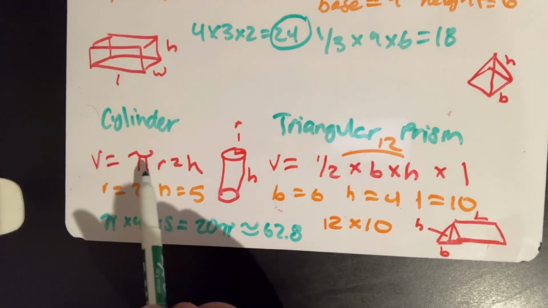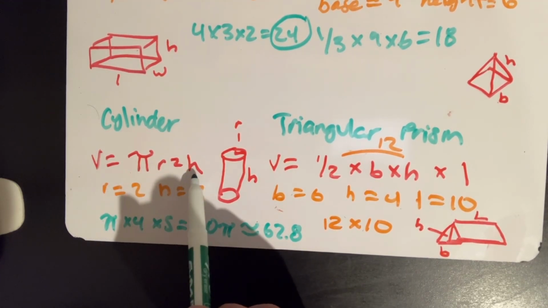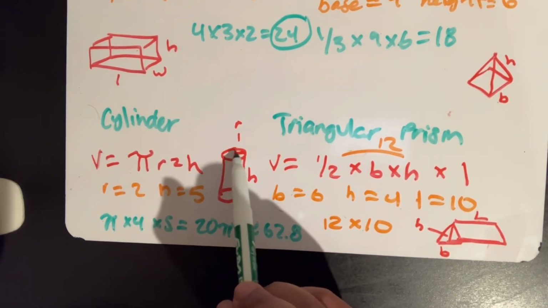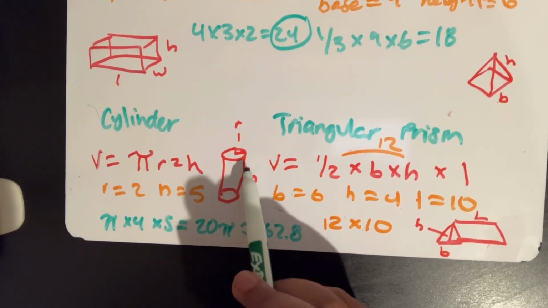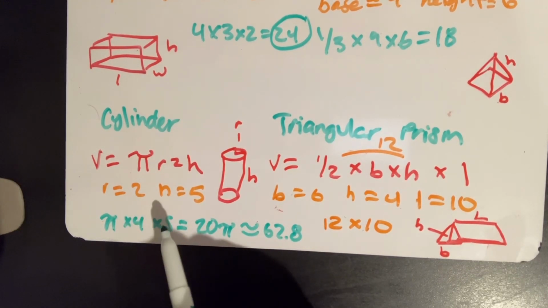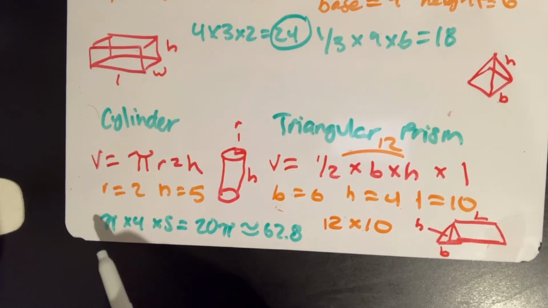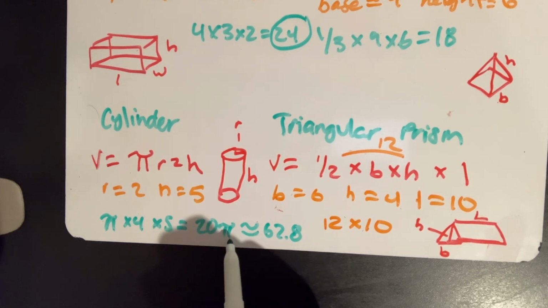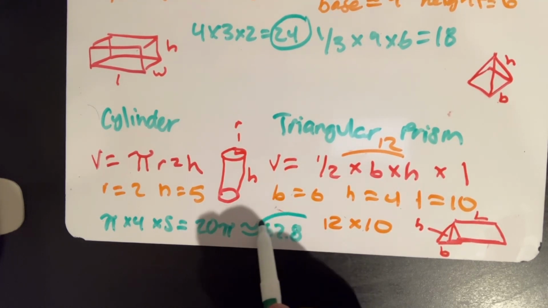On a cylinder, the formula is pi times r squared times height. The radius is half the circle at the top or bottom, and the height is shown like this. If the radius was 2 and the height was 5, then you could plug it into the formula to get pi times 4 times 5, which is 20 times pi, and get approximately 62.8 as our volume.